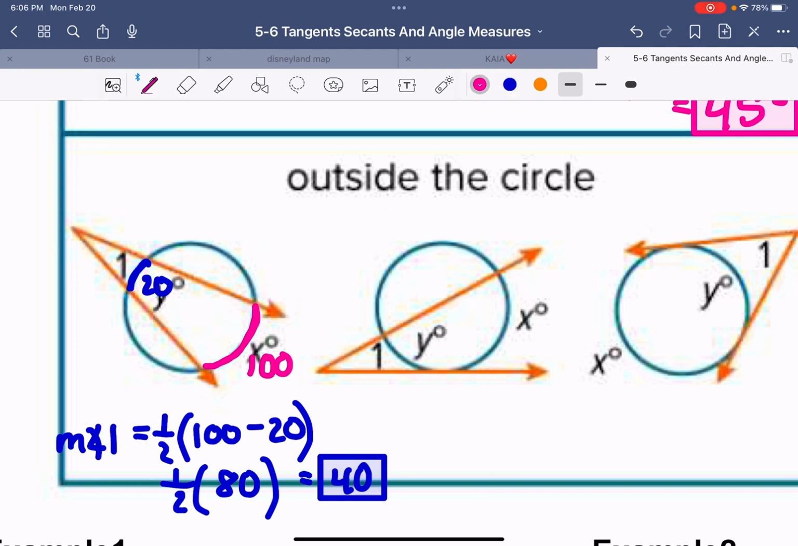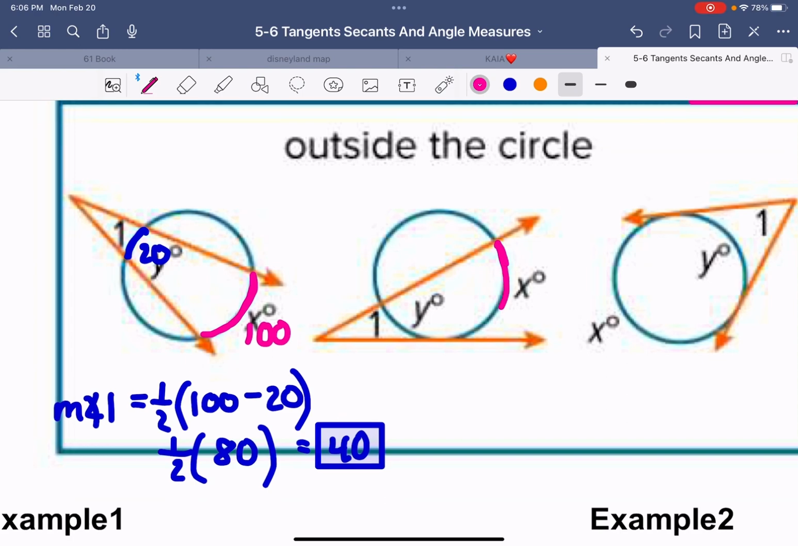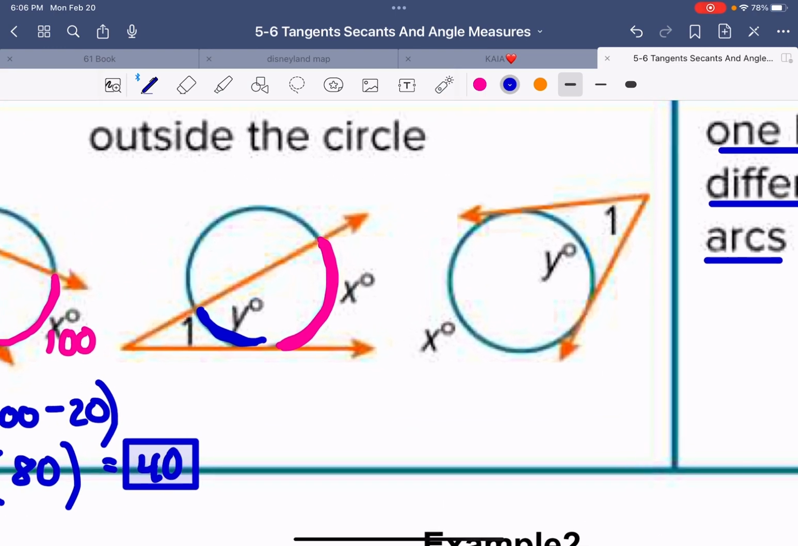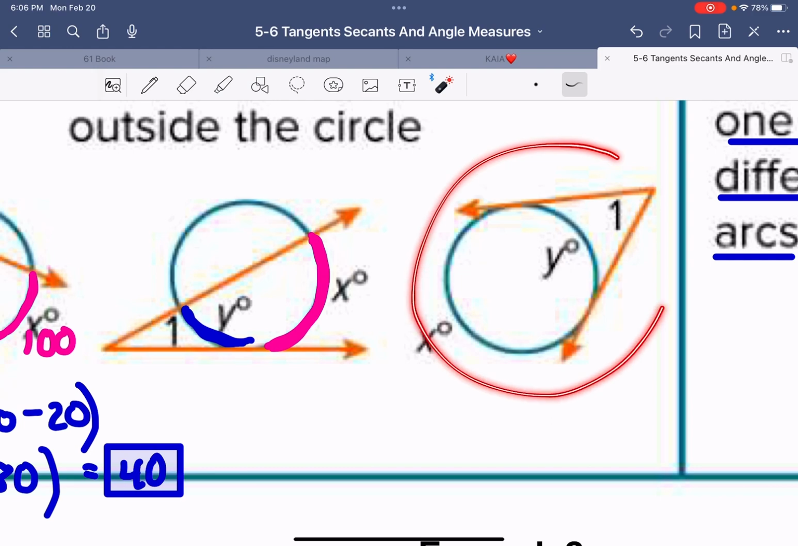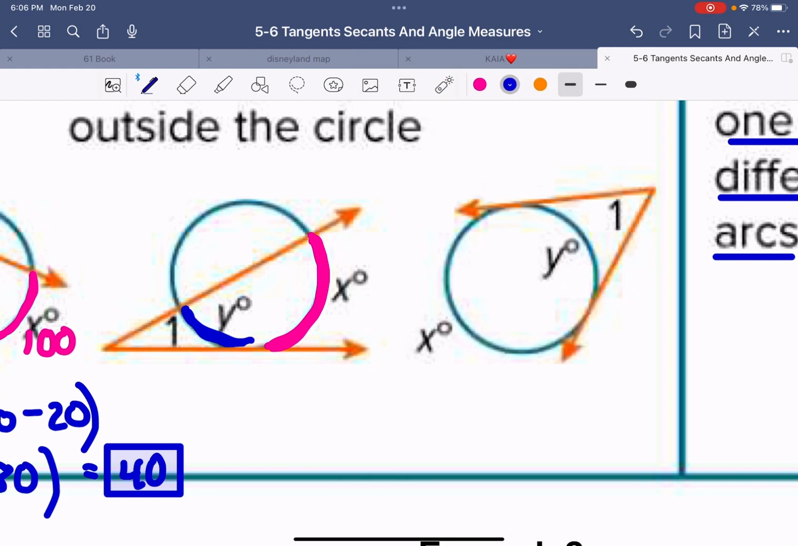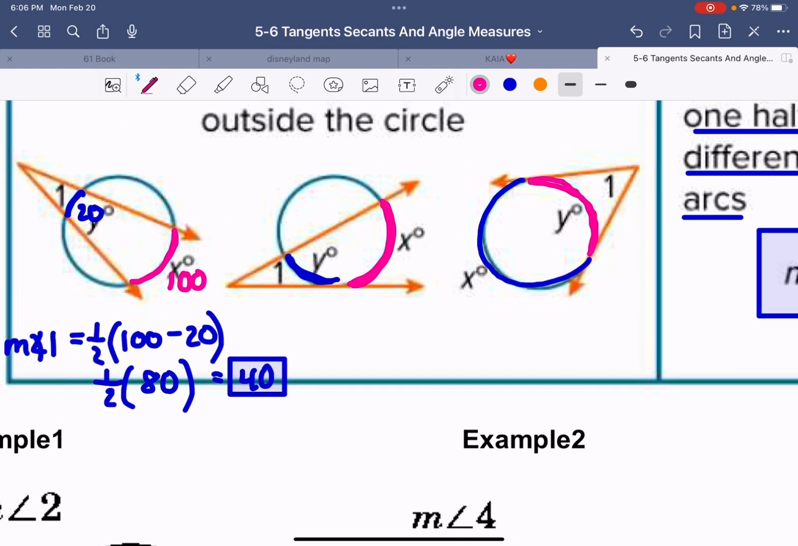Notice how the intercepted arcs in these other two pictures, if you have the second picture, we have the secant and the tangent. X is this arc, y would be this arc. So you would subtract those two arcs, multiply by 1/2. And the last picture, the two tangents intersecting to create that angle outside the circle. We have the first arc is x, the second arc is y. Now notice in this case, x and y form the whole circle, so therefore add up to 360. So hopefully you see that.